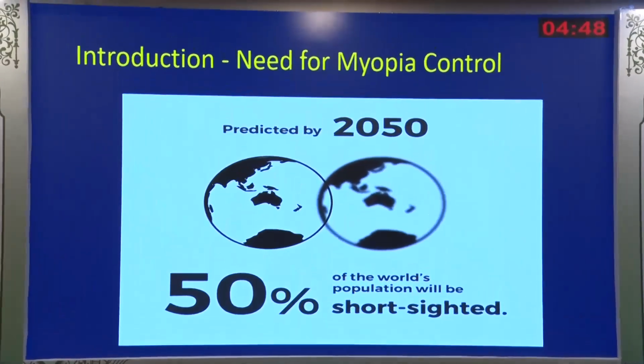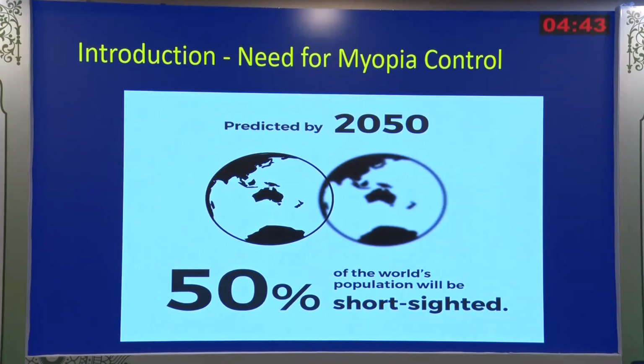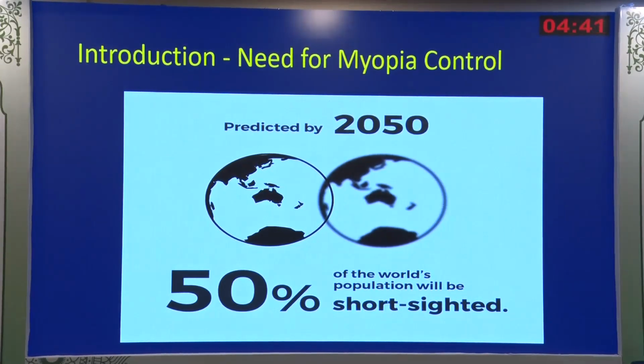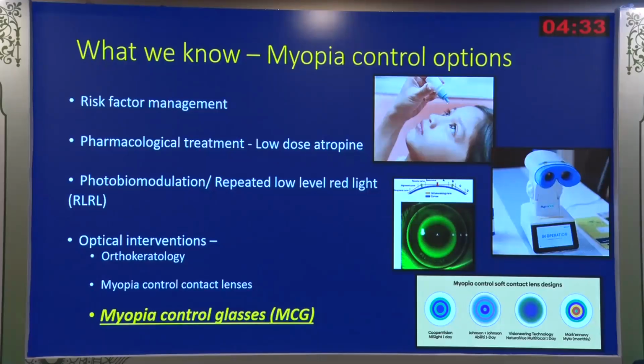So we all keep talking about myopia control, how it is increasing throughout the world, in India, and we need to do something to control its progression. Most of us are already using low-dose atropine. In some places, orthokeratology or RLRL is available. But what is the game changer here is the myopia control glass, because it's a non-invasive thing, a glass which the child is already using.